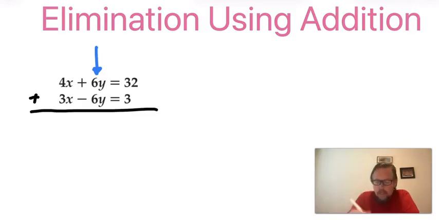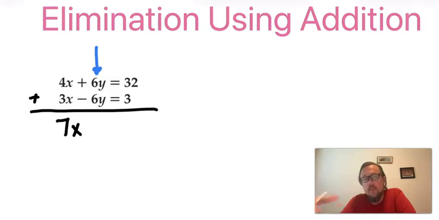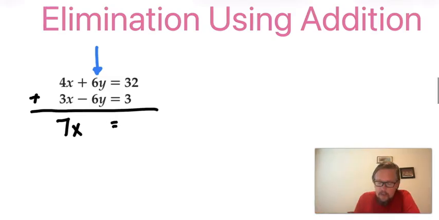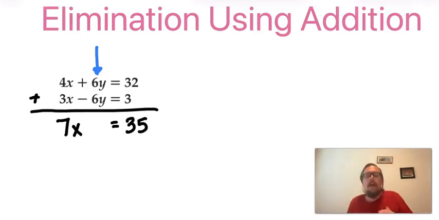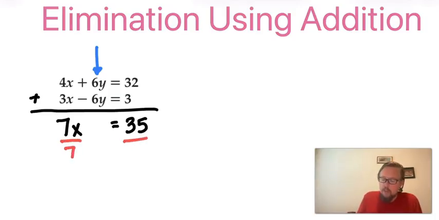So 4x plus 3x gives us 7x. 6y minus 6y, of course, is 0, so the y's cancel. And then on the end, we have 32 plus 3, which is 35. By adding the two equations together, we now have an equation that only has one variable in it. Our equation now only has the variable x in it, and so we're one step away from knowing the value of x. We use the division property of equality, and we get x equals 5.